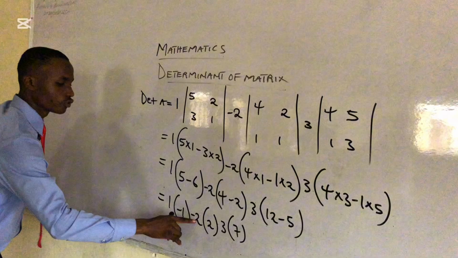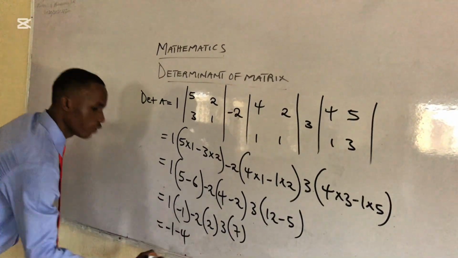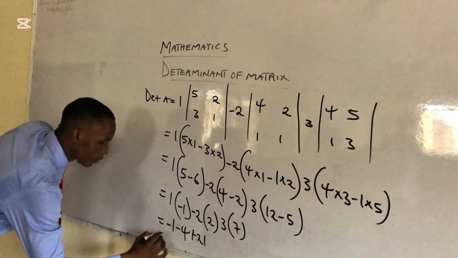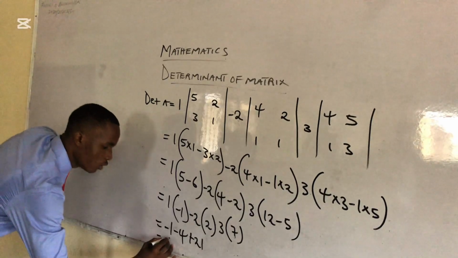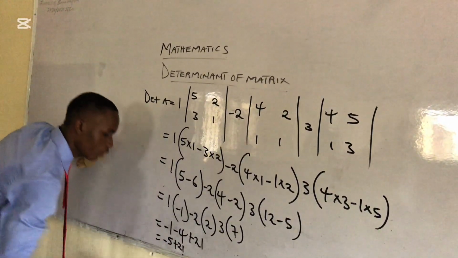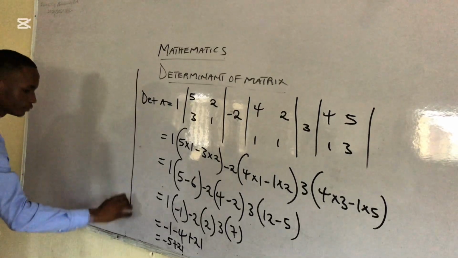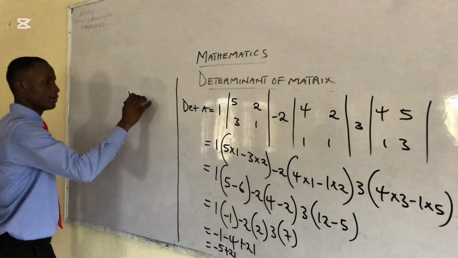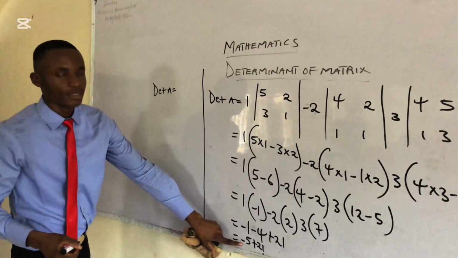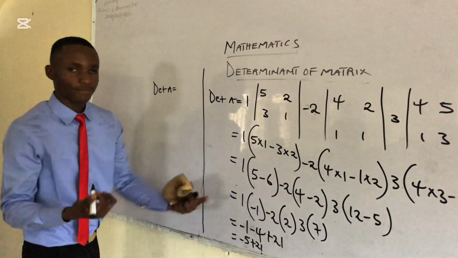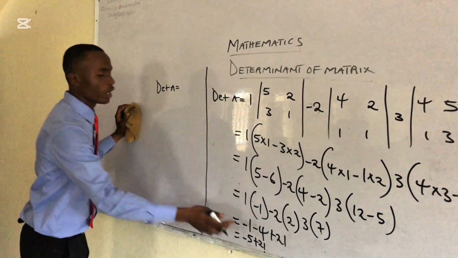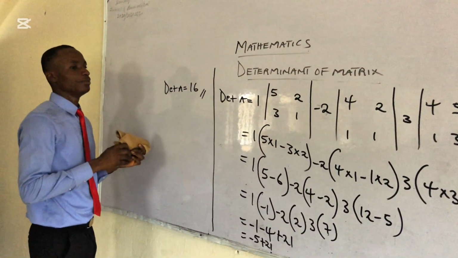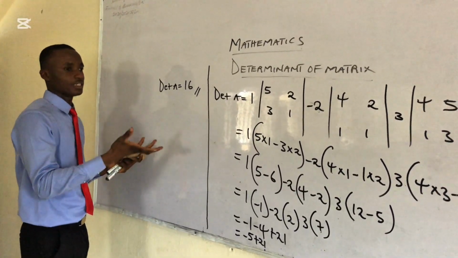So let's continue. From here we have 1 times minus 1 will give me minus 1. Minus 2 times 2 will give me minus 4. And 3 times 7 will give me 21, right? So from here we have minus 1 minus 4 will be minus 5 plus 21. So we are going to have that determinant A is equal to, now minus 5 means you are owing, and then plus 21 means you have money, so we have to settle the debt, okay? So we are going to have 16 remaining, and that becomes our final answer. So 16 will be the determinant of A of the question we set earlier.